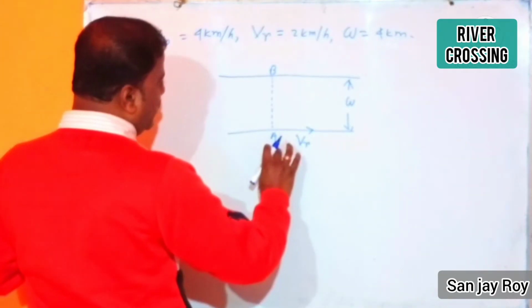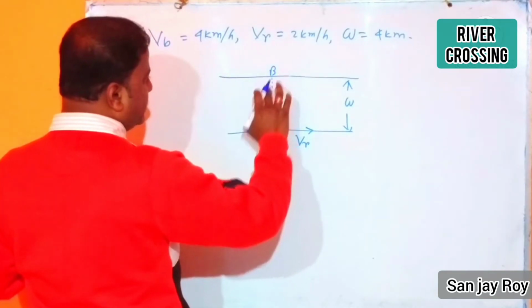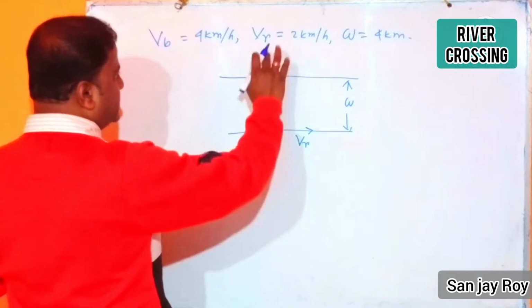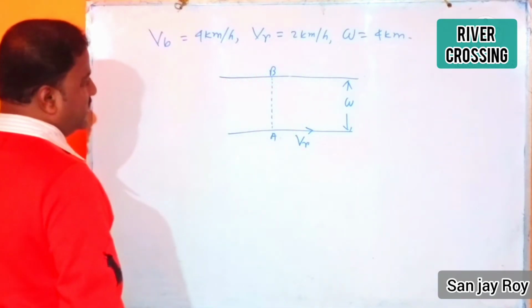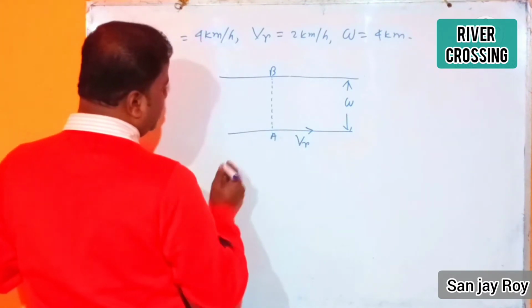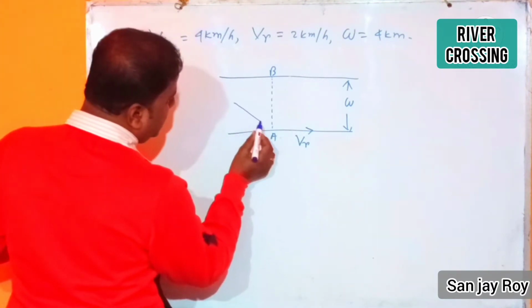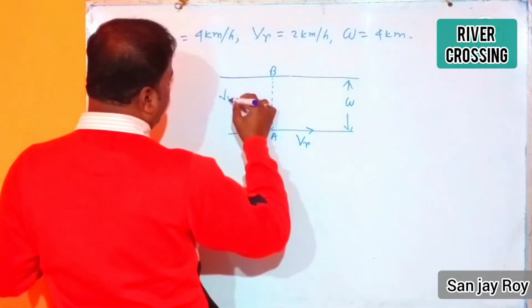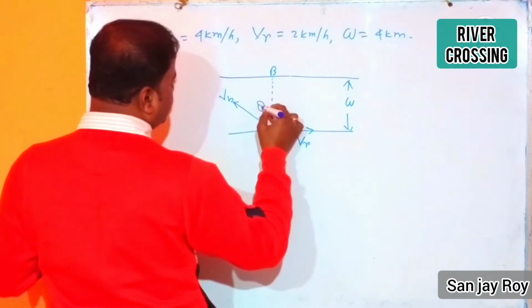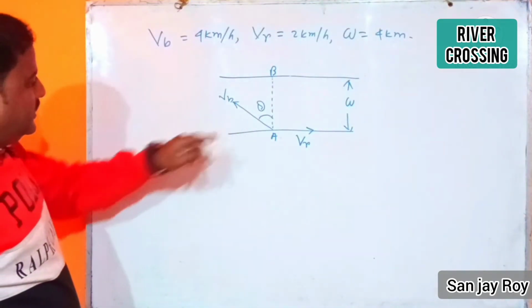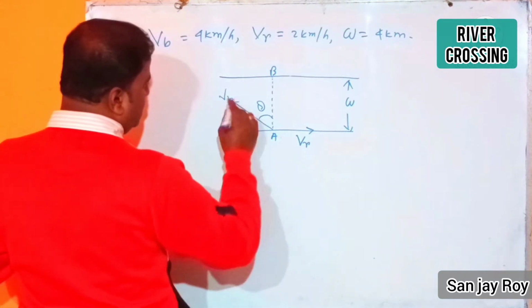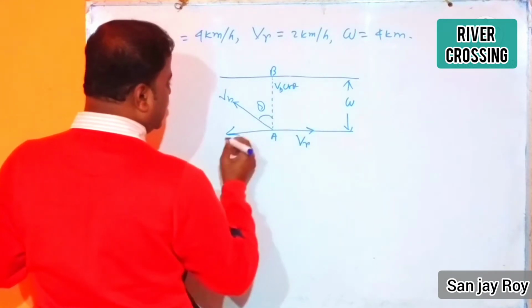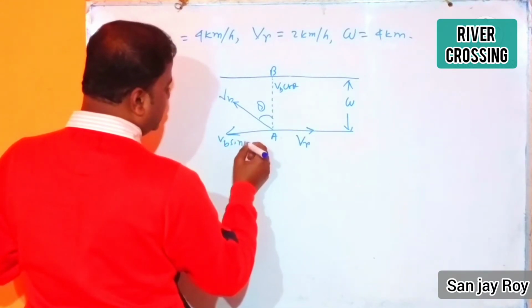Therefore, if the boat heads along the direction AB, it does not reach just this point B because of the river current. Therefore, the boat should be headed along this direction. Say this angle is theta. Now, if we resolve this component, this is VB cos theta, this is VB sin theta.